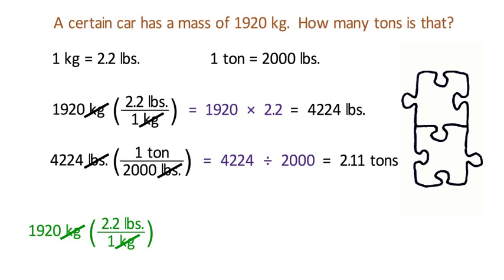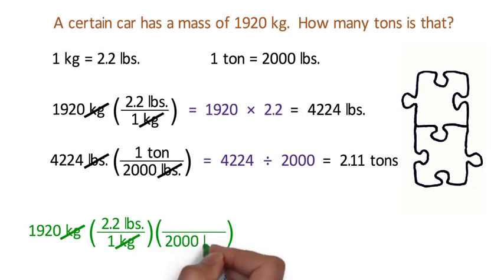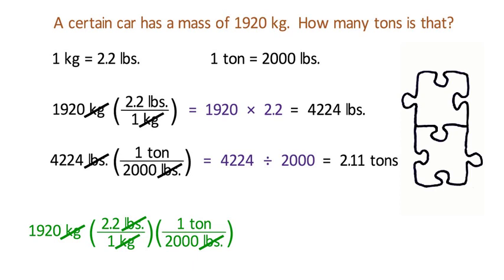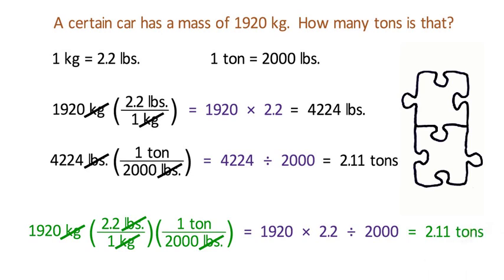However, instead of solving this as it is, we're going to multiply it by another conversion factor fraction. We now need to cancel out the pounds that are left on top, so we put 2,000 pounds on the bottom. We chose 2,000 pounds rather than the 2.2 pounds because we ultimately want to convert the quantity to tons. This gives us tons as our remaining units on top while all the other units cancel out. We then proceed to calculate from left to right. If the 1 is on the bottom, we multiply. If the 1 is on the top, we divide. So we multiply 1,920 by 2.2 and then divide that answer by 2,000. Final answer is 2.11 tons, which is exactly what we got the first time.